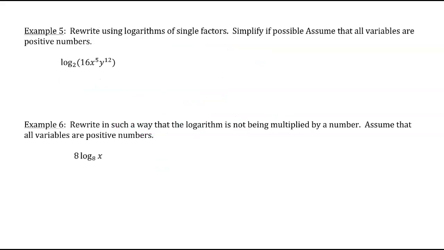In example 5, we're going to rewrite using logarithms of single factors. We won't have any products or exponents inside the logarithm. Let's start by using the product rule. We can separate this logarithm as the sum of log base 2 of 16 and log base 2 of x to the 5th and log base 2 of y to the 12th. Consider that log base 2 of 16 asks the question: 2 raised to what exponent is 16? Well, 2 to the 4th is 16, so this simplifies to 4.